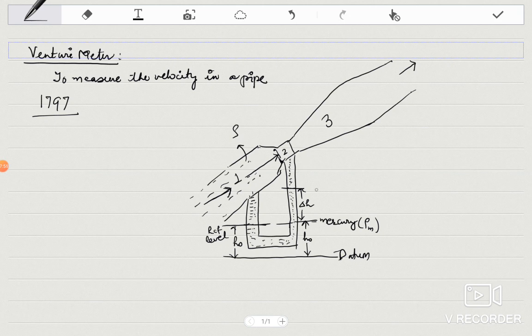And let this total height be z2 up to this point 2. Similarly for this point 1, let this height be z1. This height be z1 up to the datum.